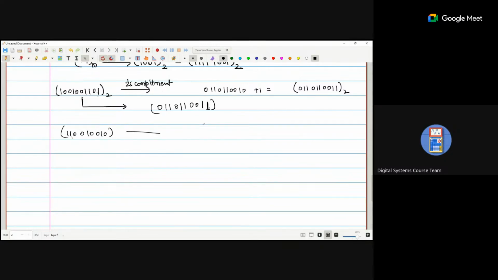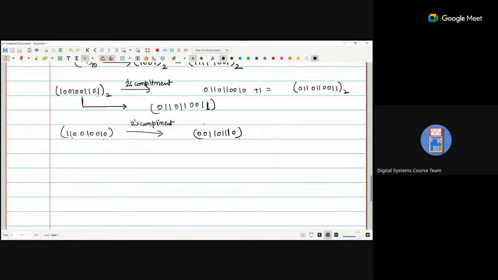Any number. If this is a number and I want to take a 2's complement, till first one, no changes. So 10 is same as it is. After that, change it. So two zeros become two ones, then 1 becomes 0, then again two zeros become two ones, and two ones become two zeros. This is the 2's complement.